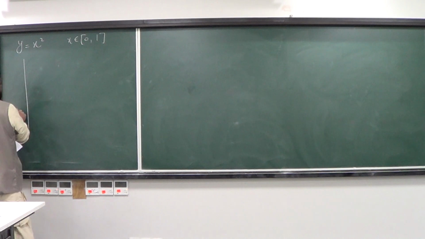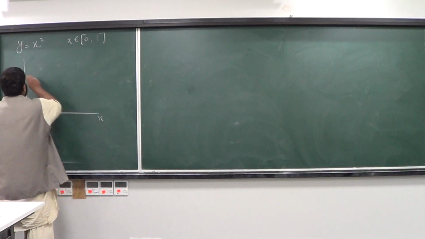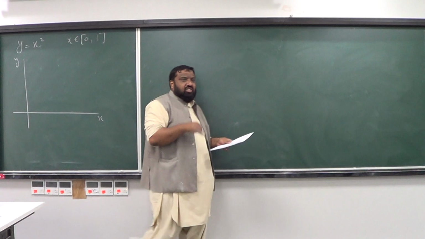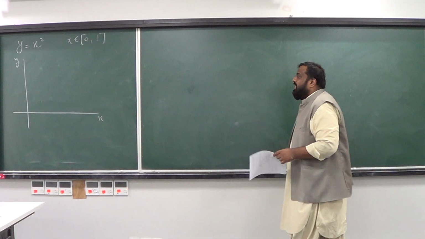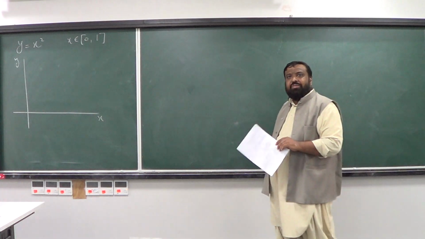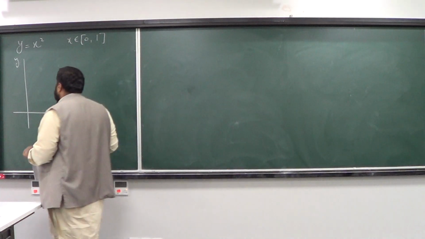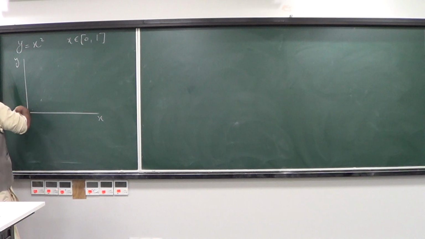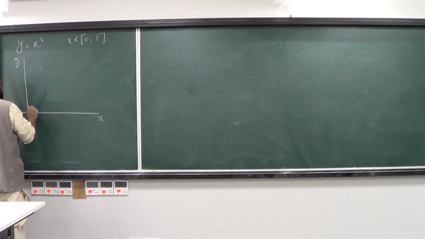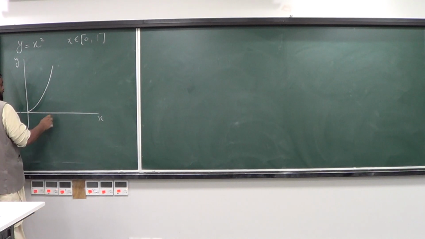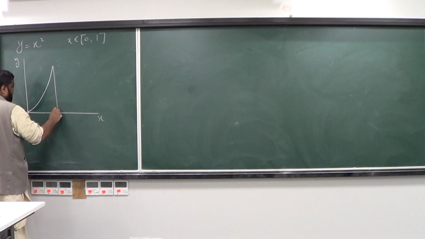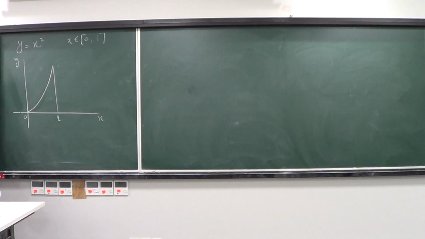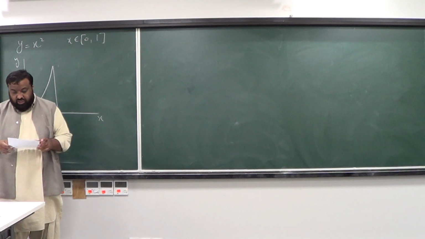So how is this picture going to look? I'm going really slow so that you can absorb everything. The task is not to just learn mathematics and symbols. The task is to really make sense of it and see what's going on. So this is going to be a parabola like this, but we are only interested in this part of the picture, which starts from 0 and ends at 1. This is the interval 0 to 1.